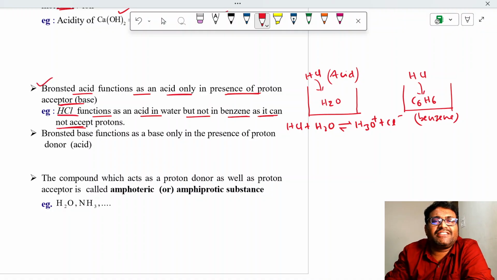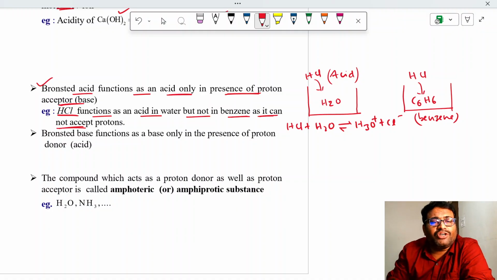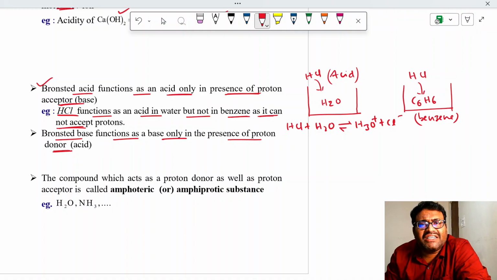So a Bronsted acid can act as an acid only in the presence of a base, that is, a proton acceptor. Because if there is a proton acceptor, then only it can accept a proton from the acid, so that the acid behaves as an acid. Are you getting this? So a Bronsted base functions as a base only in the presence of a proton donor. If there is no proton donor, how can a substance take a proton? When a substance takes a proton, then only we say that it is acting as a base.